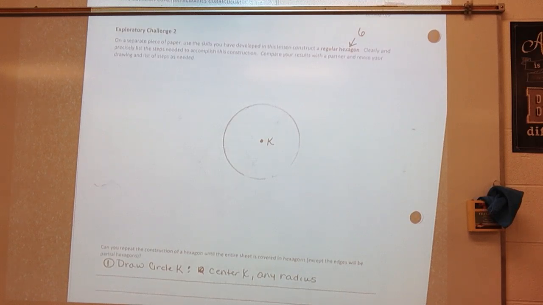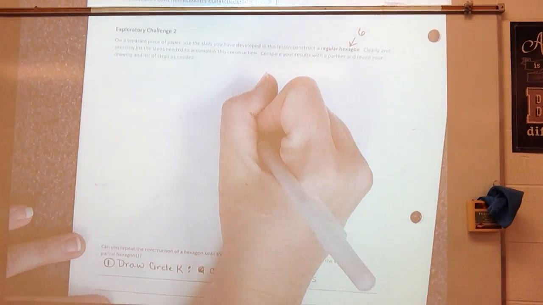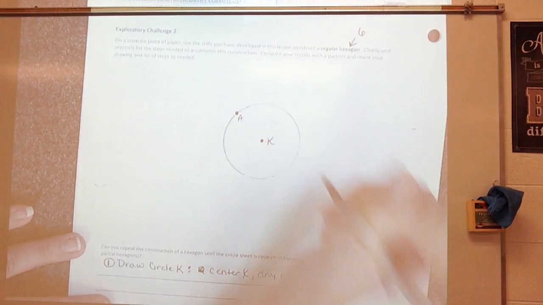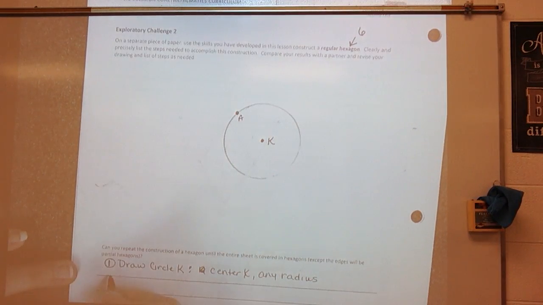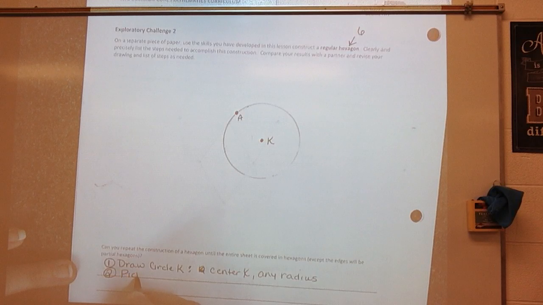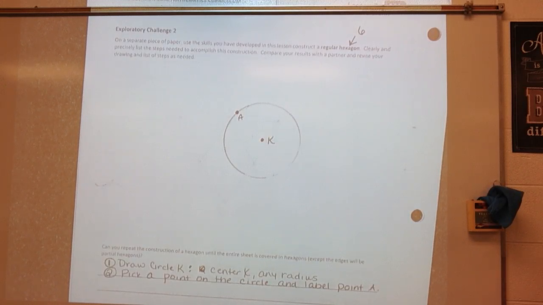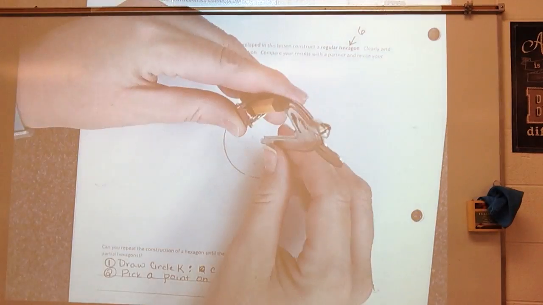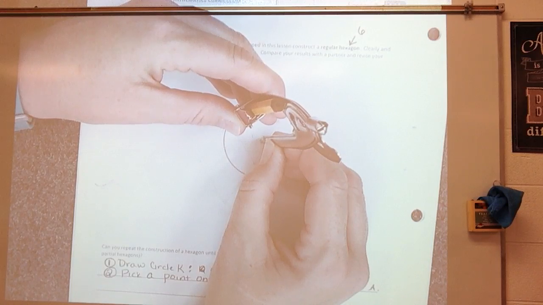Now it says pick a point on the circle. Alright, so we're going to pick a point on the circle, and we're going to label it point A. Okay? So pick a point on the circle. And we're going to name it point A. Now this gives us a distance here. So I need to measure the distance between K and A.